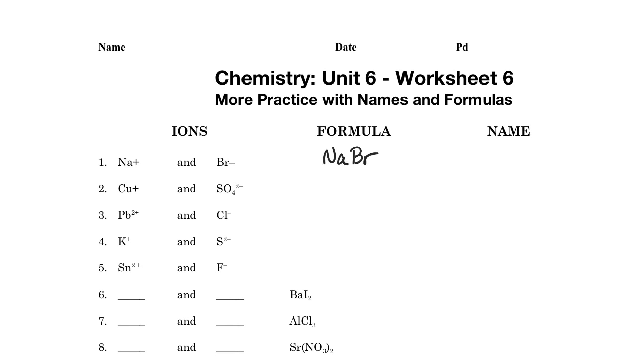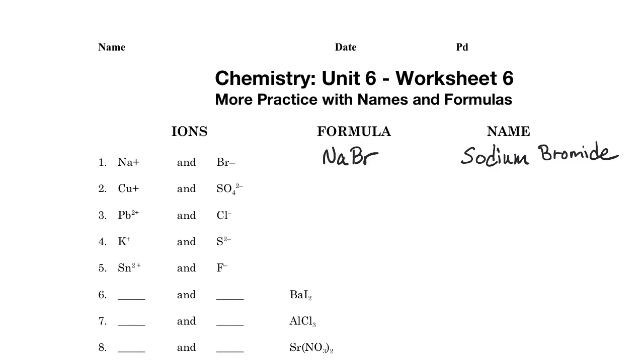NaBr. The name for this is just going to be the cation, sodium, and the anion, which is bromine, but I'm going to change that ending to -ide, so bromide. Sodium bromide. For my next one, the copper has a positive 1 charge.